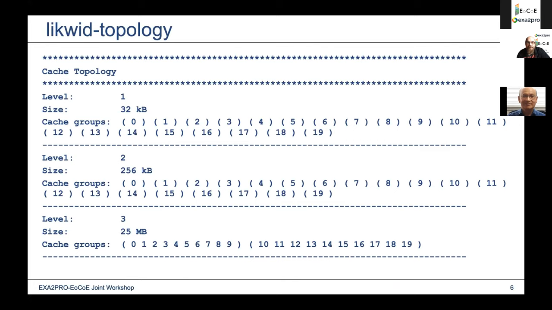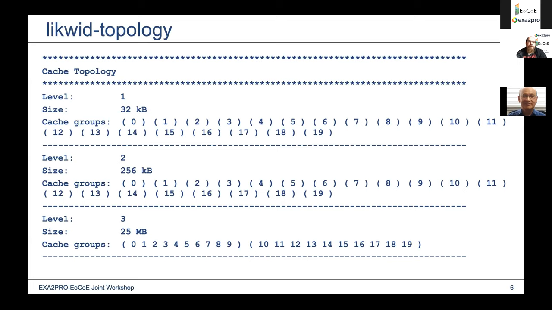So this gives you information how much data you can use in a cache before someone else is writing on it. If you have SMT enabled, these 32 kilobytes would be shared by 2 hardware threads, so basically each hardware thread only has 16 kilobytes available. So it gives a nice overview about the caching topology.